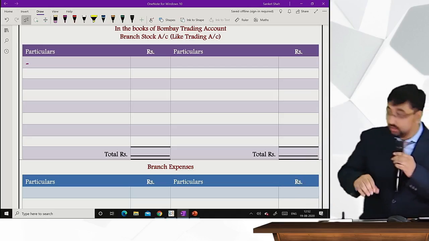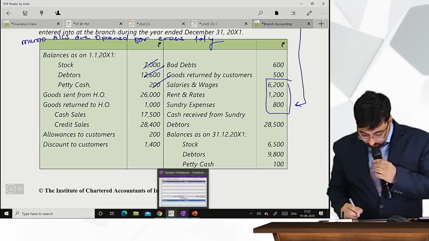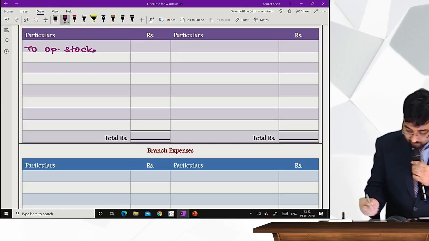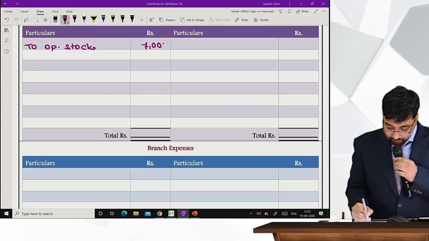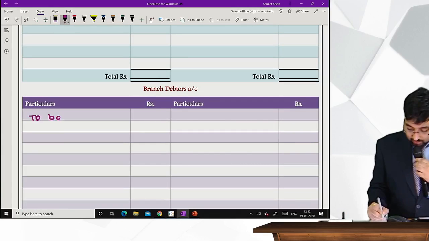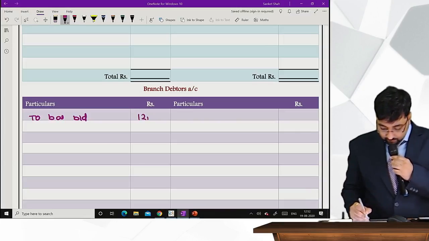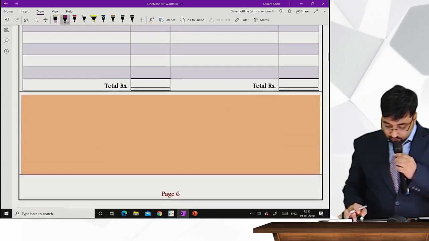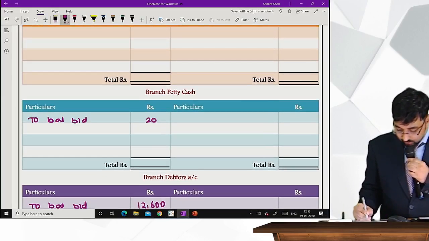Okay, so we'll start. So first one, write opening balances. To opening stock, in stock account you have 7,000. In branch debtors, you have to balance brought down, 12,600. To petty cash, you have to balance brought down. Yes, what is the amount? 200.